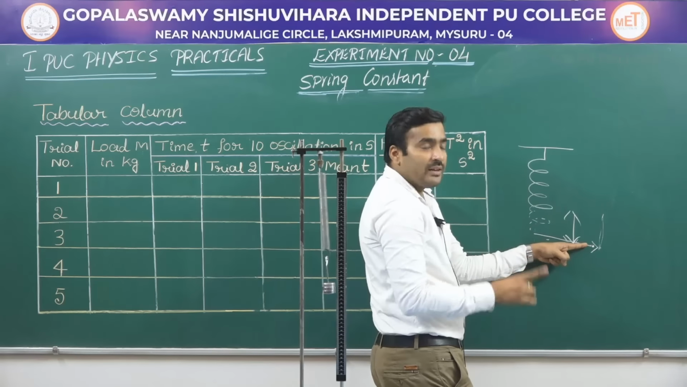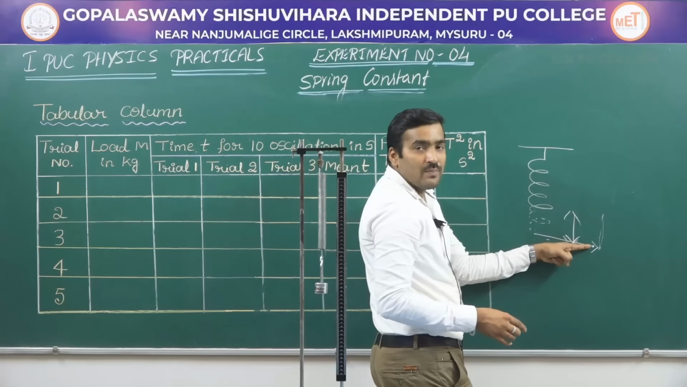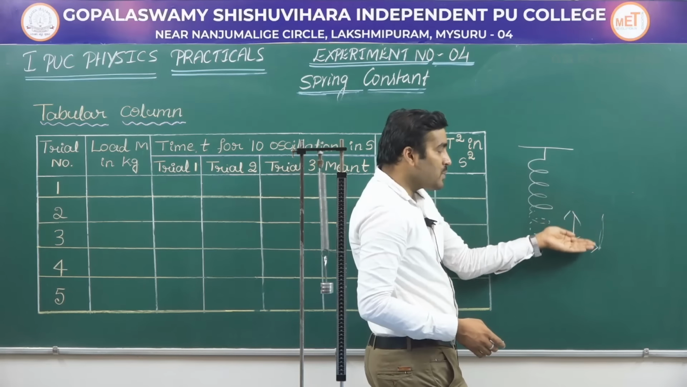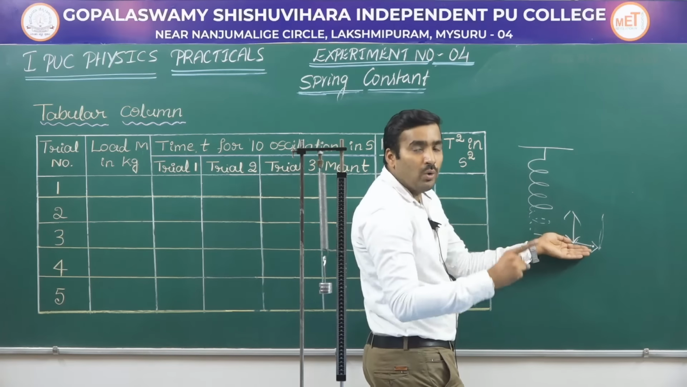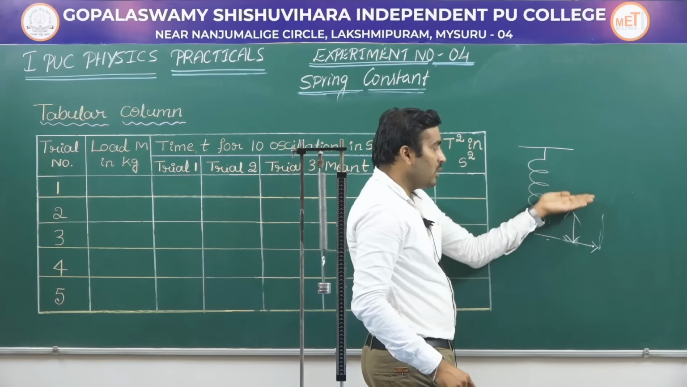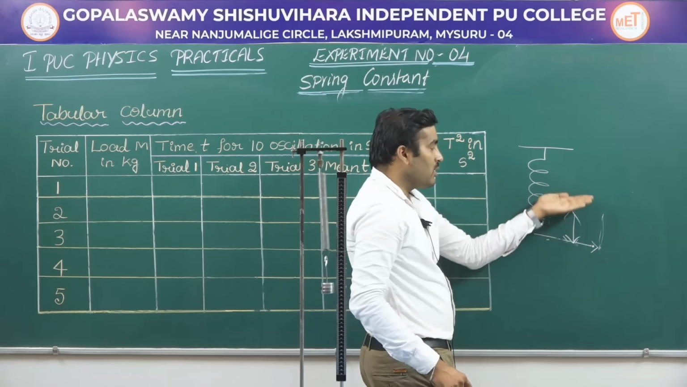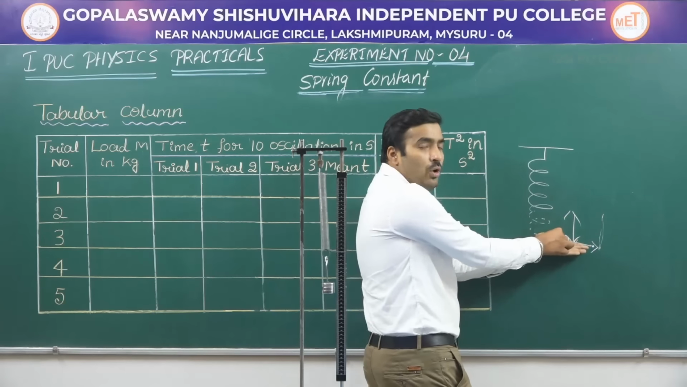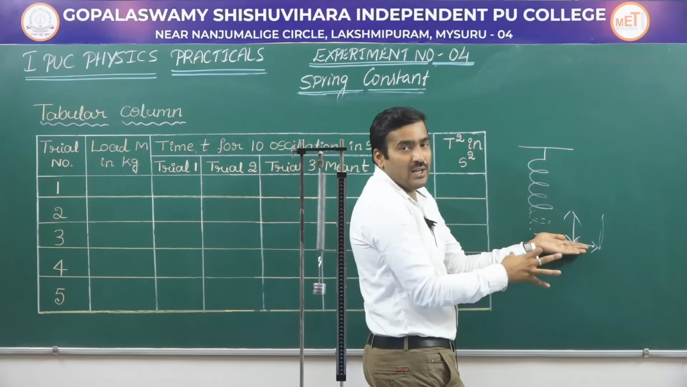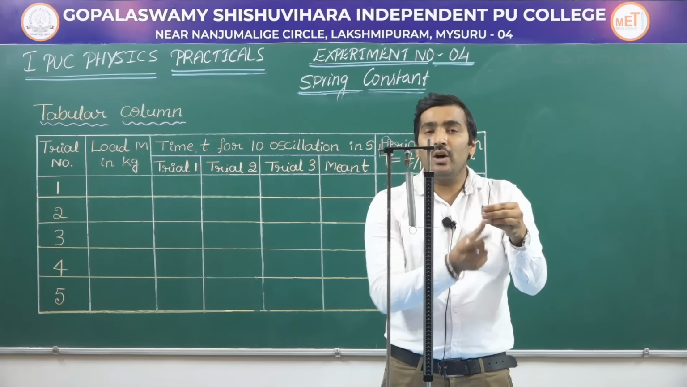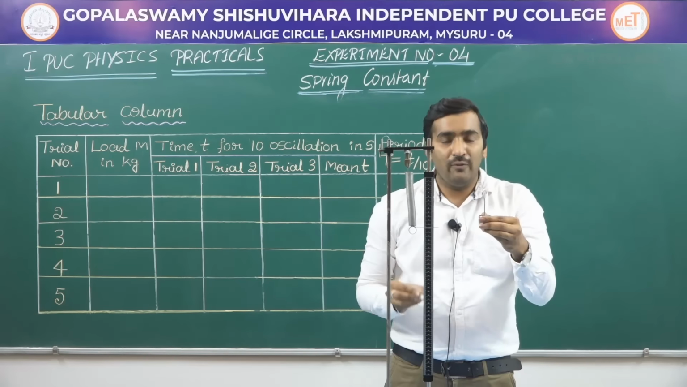So you need to count the time taken for 10 oscillations like this. Once you switch on the stopwatch, it goes up and comes back to the same position, then you count that as one oscillation. Then again 2, 3, 4, 5, 6, 7, 8, 9, 10. Once it reaches the lower point again, take that as 10 complete oscillations. The initial load is 150 gram. In terms of kg, it will be 0.150 kg.